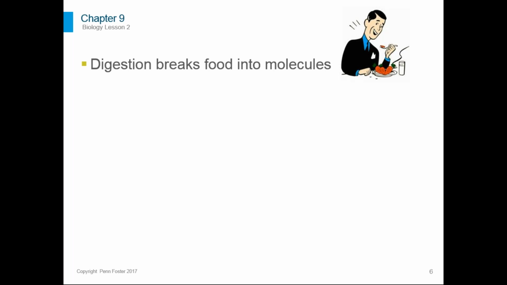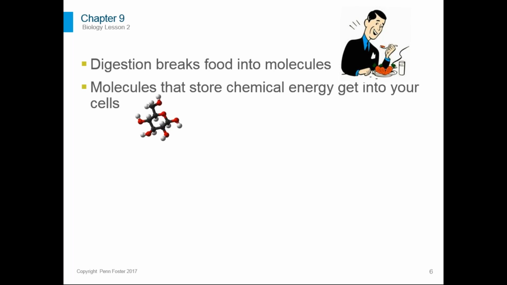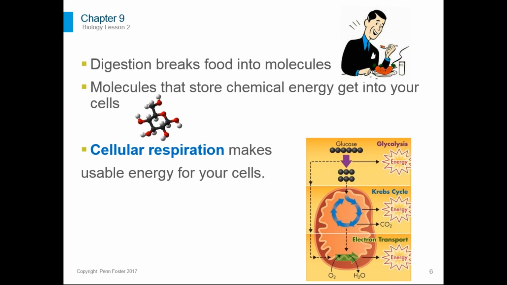So the process of digestion uses chemical reactions to break down big pieces of food into molecules. But the molecules that store chemical energy then get to cells, and the process of cellular respiration makes usable energy for your cells from those molecules. This happens in the cells of almost all types of living things. So people, animals, plants, fungus, bacteria, protists, they're all using cellular respiration to break down molecules and get that energy.